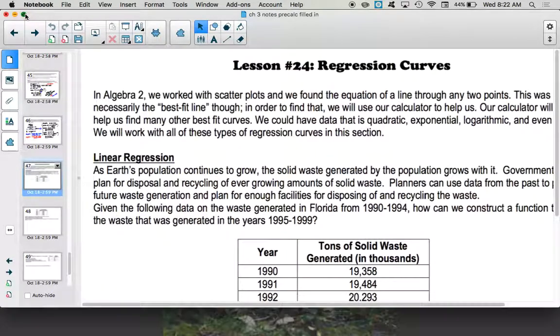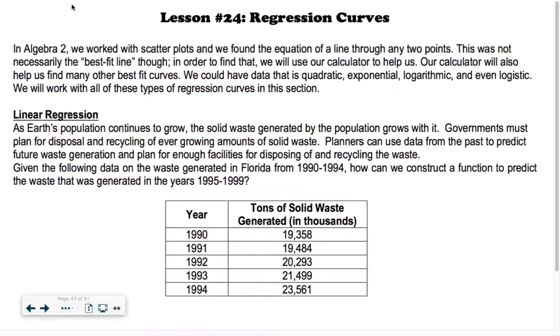In Algebra 2, you guys worked with scatter plots. Do you guys remember the scatter plots? And then we came up with a line of best fit. Well, it wasn't really the line of best fit, but it was a line that went through at least 2 points. And we didn't really use our calculator on those. So we're going to learn how the calculator finds the best line that goes through almost all of the points.